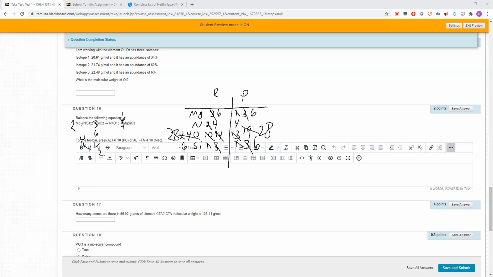So you just saw me doing a work in progress of how I just kept going from left to right, left to right, left to right. All my numbers are now balanced. And so the answer is 2, 6, 1, 6.